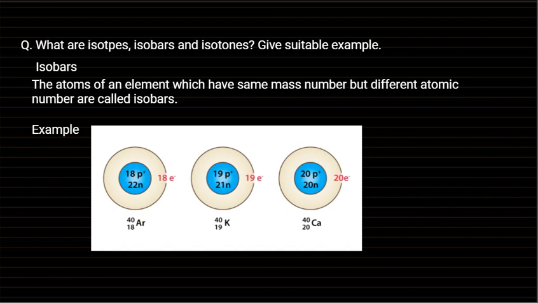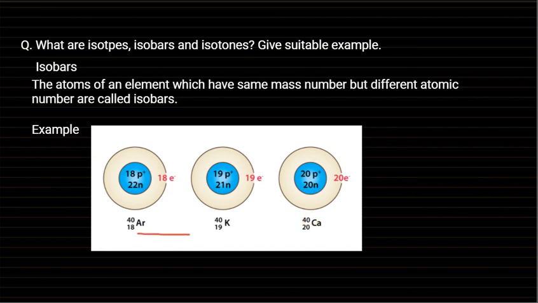Similarly, look at potassium. The potassium has 19 protons and 21 neutrons. So in total, how many nucleons are there? 19 plus 21 is again 40. So inside the potassium, the mass number is also 40. Now look at calcium. The calcium has 20 protons and 20 neutrons. So again, how many nucleons are there? 20 plus 20, which is 40. So its mass number is also 40.